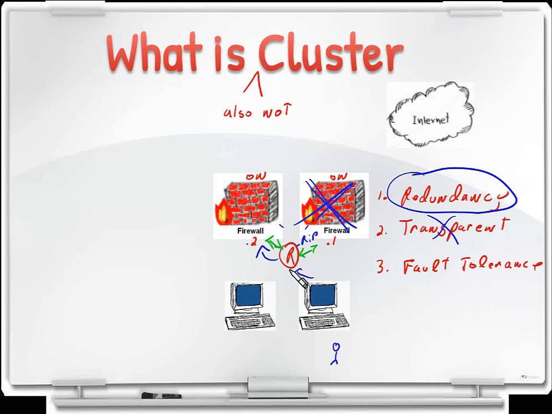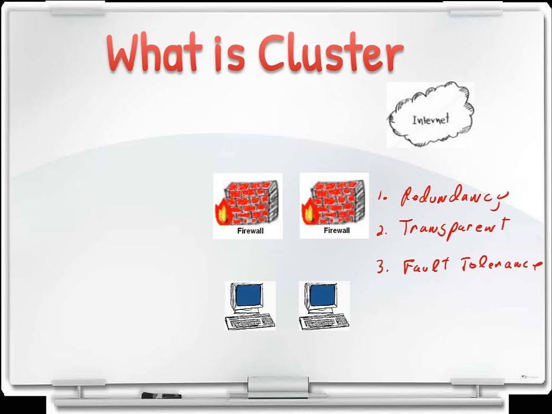And so now that we defined what clustering is not, let's define what clustering is. A cluster should be a redundant solution, a cluster should be a transparent solution, and a cluster should be a fault-tolerant solution. Now, you don't have to have all these three ingredients, but the more options you have, the better and more stable your clustering solution is.